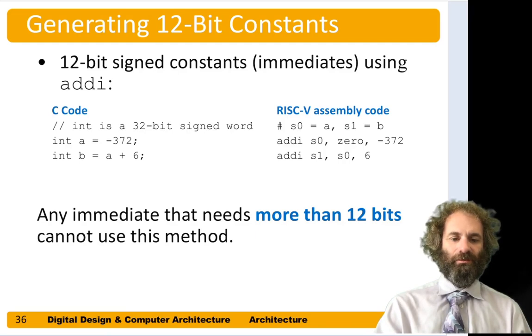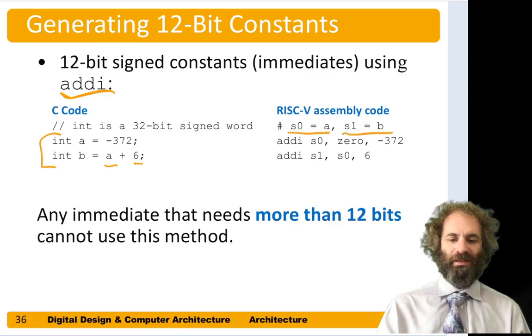So some instructions like addi can take a 12-bit immediate as part of the instruction. Let's say we had this program, A gets minus 372 and B equals A plus 6. And we wanted to keep A in S0 and B in S1. Then we could use the add-immediate command. Add-immediate S0 gets 0 plus negative 372. That will add 0 plus minus 372 and put the answer of minus 372 into A.